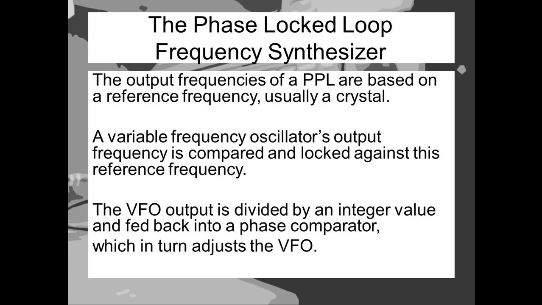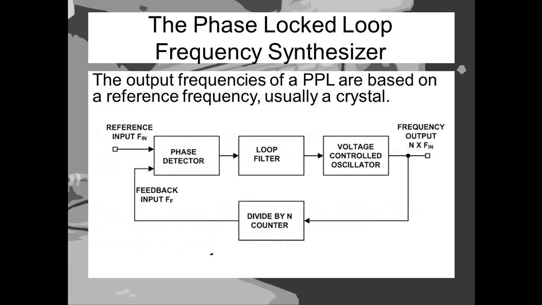Okay, so a variable frequency oscillator, the great thing about it is it can have any frequency possible. Okay, but they're naturally unstable. So how do you maintain the stability? Well, you compare it against a reference oscillator. So here's a diagram of what actually happens.